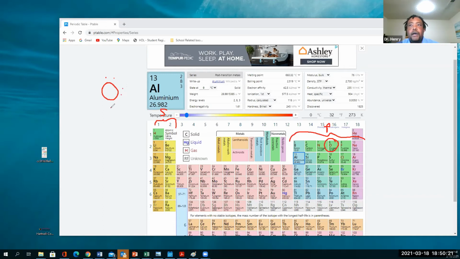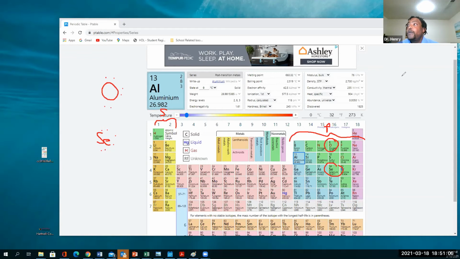Okay, now I'm going to show you another quick way, right? Everything that's in the same group is going to behave the same way. So they're going to have the same number of valence electrons. So selenium, how many valence electrons does selenium have? Selenium, not silicon. Selenium. It's in the same group as oxygen, so it's also going to have 6, right? That's 1, 2, 3, 4, 5, 6. Okay. When they're in the same group, they're going to have the same number of valence electrons.